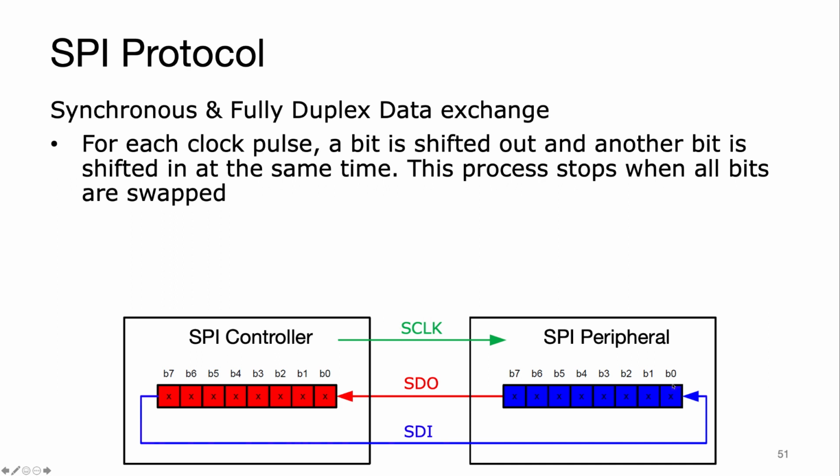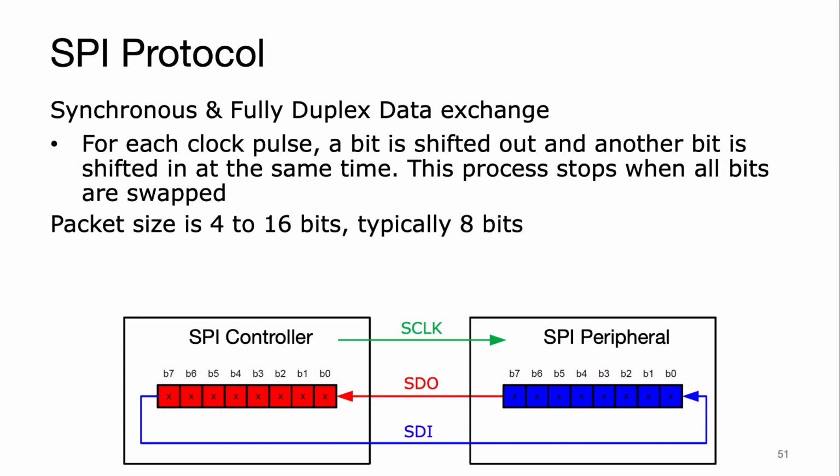So you're transferring data back and forth. These packet sizes can be from 4 to 16 bits. 8 bits is pretty typical, 16 bits is pretty typical too. I've rarely ever seen 4. There's no acknowledgement, no flow control or anything like that.